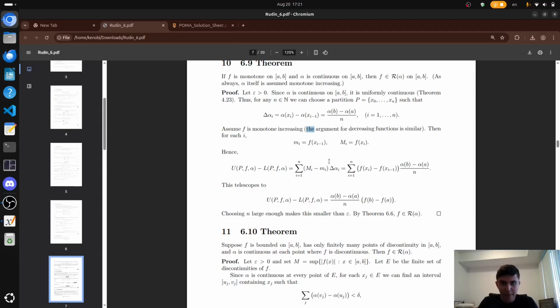And capital M_i is equal to f of x_i, because we know it's monotonically increasing. So the least in the x-axis is going to be the least in the y-axis, and the most in the x-axis is going to be the most in the y-axis. Subtract these two together, you're going to get this sum over here. You're just going to replace it with this, right? And you're going to replace this with this, to get that as a sum from 1 to n of f of x_i minus f of x_{i-1} times alpha b minus alpha a over n.